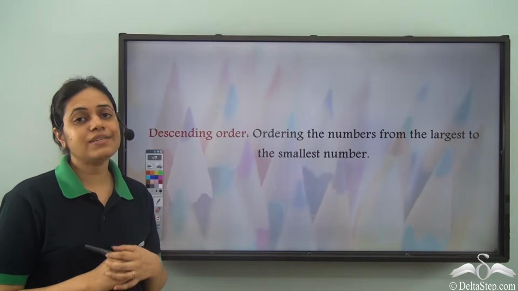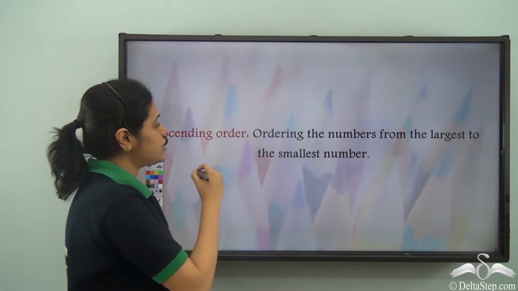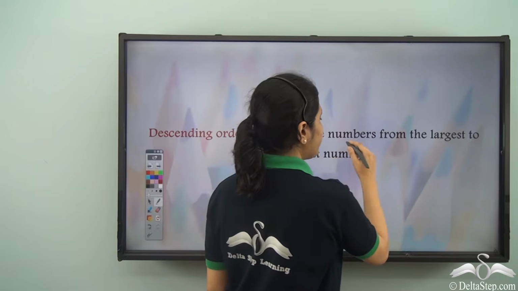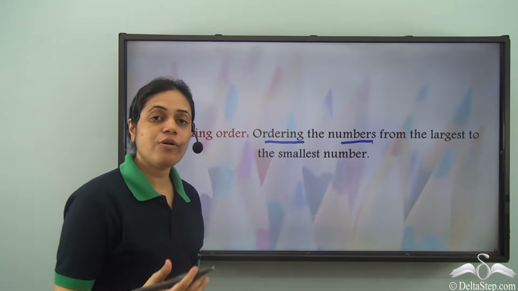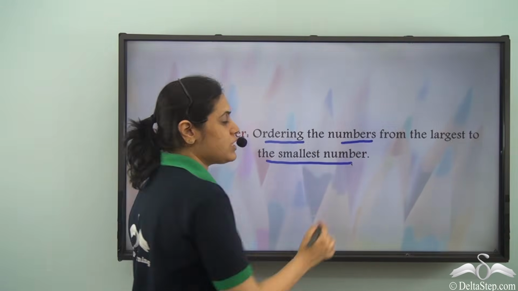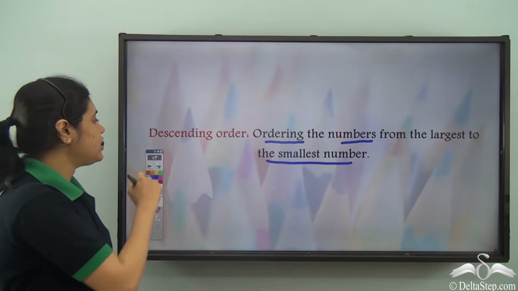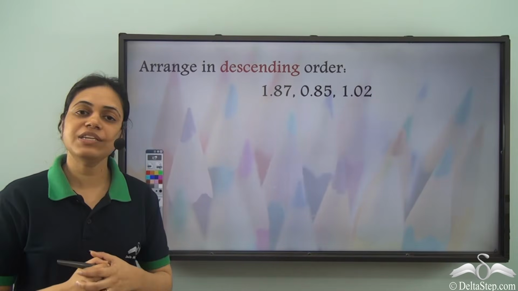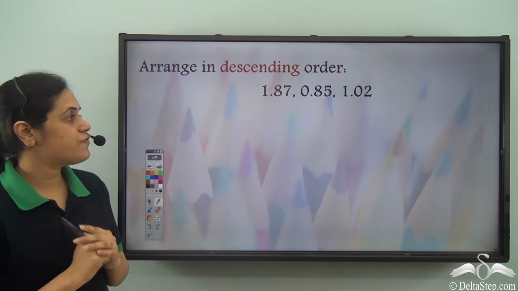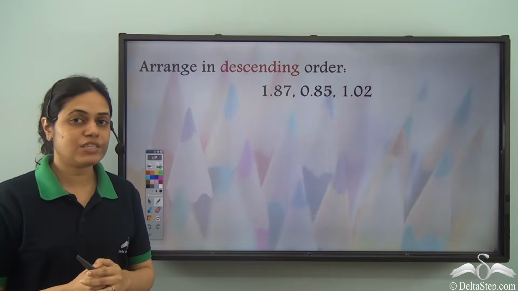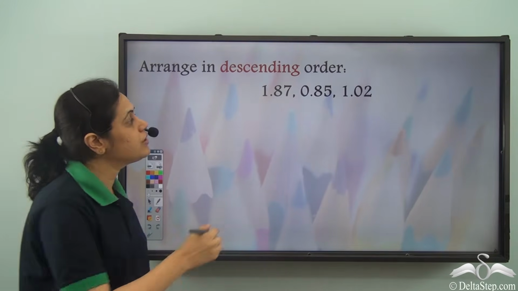Now what do we mean by descending order? So descending order means ordering or arranging the numbers from the largest to the smallest number. So let us now arrange these numbers in descending order. So first I need to check the digits to the left of the decimal point.